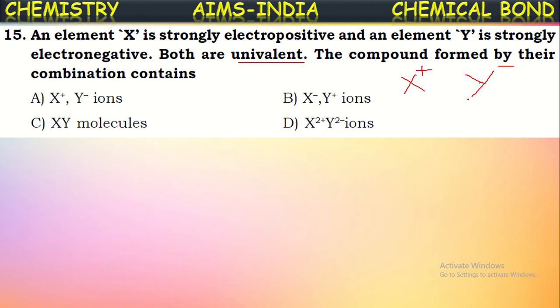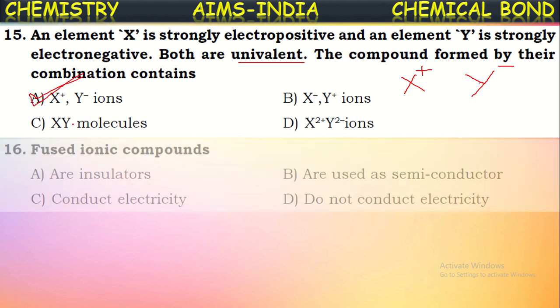Okay, because we cannot say here XY molecules because in the ionic compounds there is no existence of a single molecule. There will be a crystal of ionic substance which contains oppositely charged ions held together with strong forces. So that contains oppositely charged ions of X plus and Y minus. So this will be the correct answer.